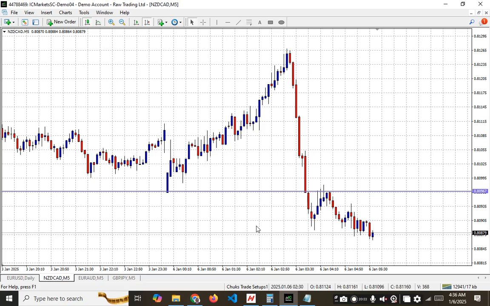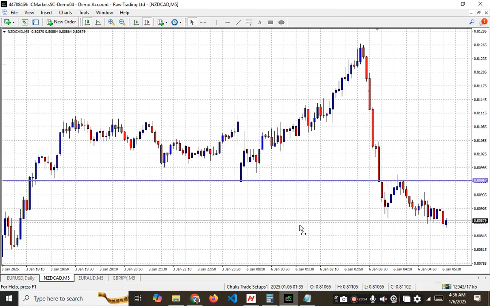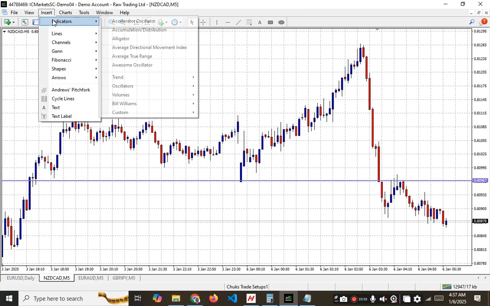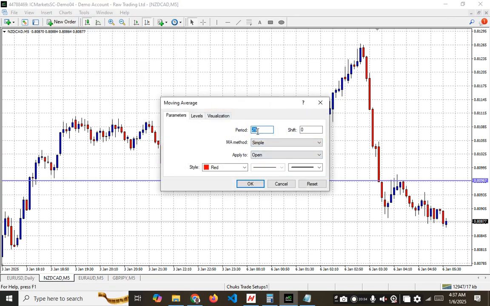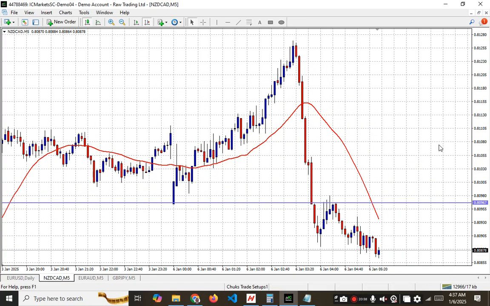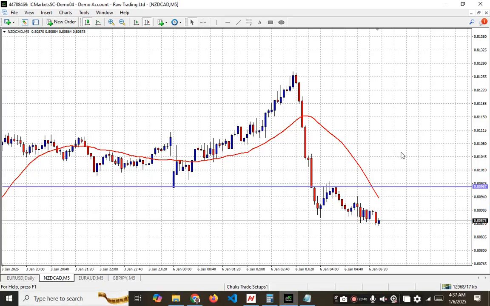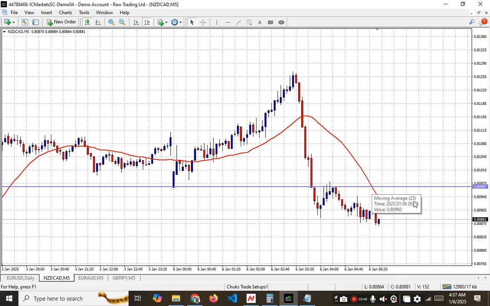So what I want to do here, I want to put on my moving average. I want to insert my moving average and go with my 25 period moving average, okay? All right, so guys, you can see what the market is doing. Now, I want the market to react off my horizontal level and my moving average, okay?